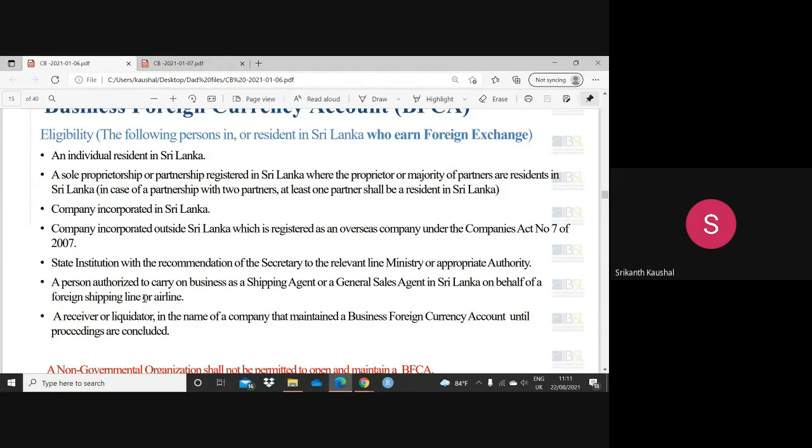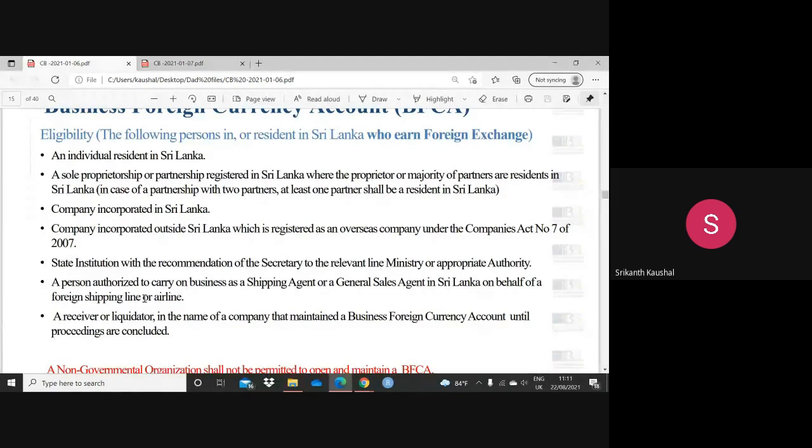The simple document is, if it is a Tamil person, you have to get a letter from him saying he is so and so, his NIC number is such and such, he is living at this address, and his business is selling Tamil. When he sells to foreigners, he acquires foreign exchange. Therefore, he is willing to open a BFC account. That is the letter you should take.